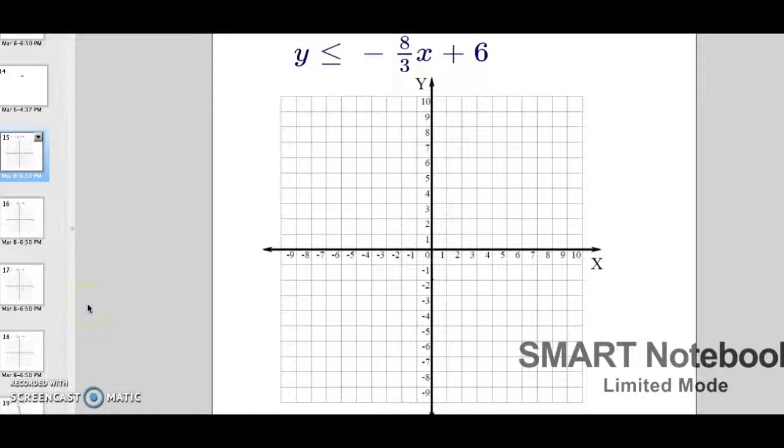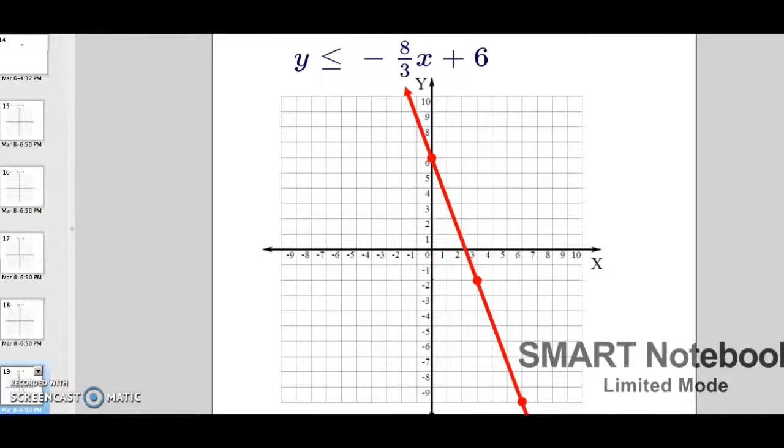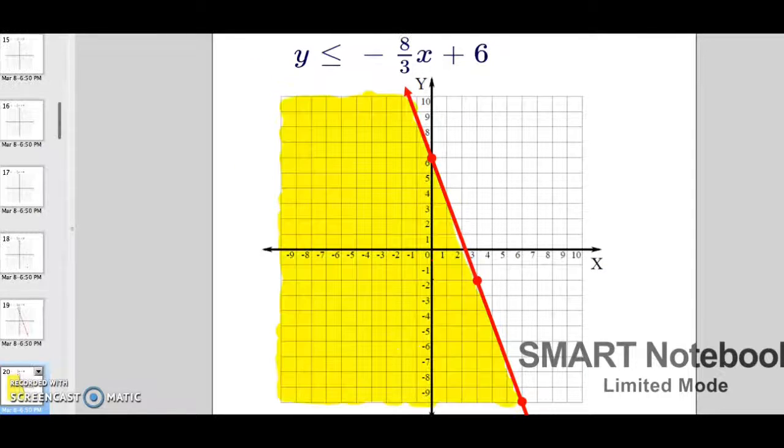Okay, so I'm going to now graph both of those inequalities. The first one was y is less than or equal to negative 8 over 3x plus 6. So I'm going to start at 6, and since it's a negative 8 over 3, I'm going to go down 8, to the right 3, and do it a second time. Then, since there is a line under it, it will be a solid line, so I'm going to connect them with the solid line. Also, since it is a less than, I will shade below the line. So everything below the line here, I will shade.